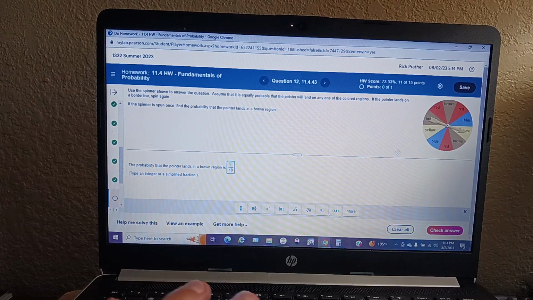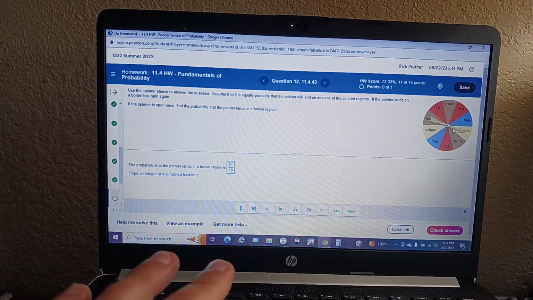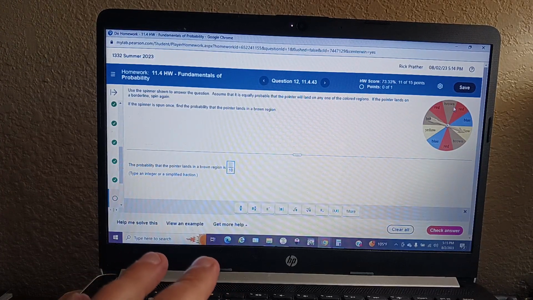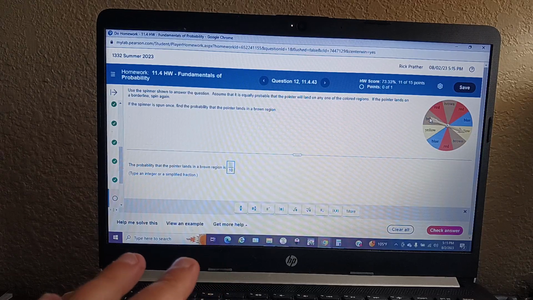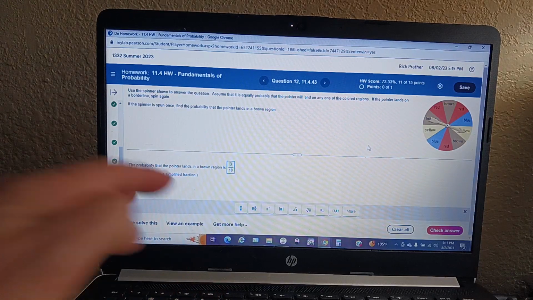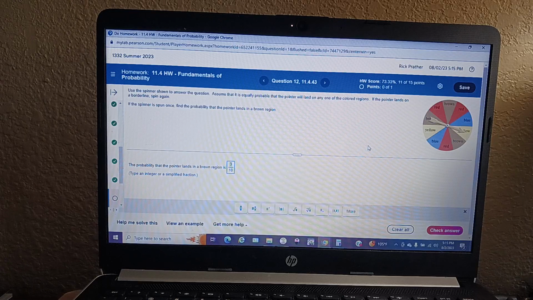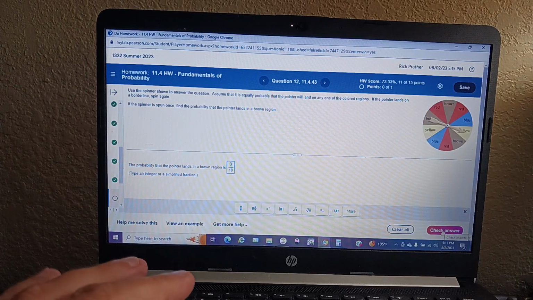Okay, some of them are brown. There are 1, 2, 3 brown sections. This one's kind of obscured a little bit, but it's brown. So 3 out of 10. 3 out of 10 does not reduce. So that's it.